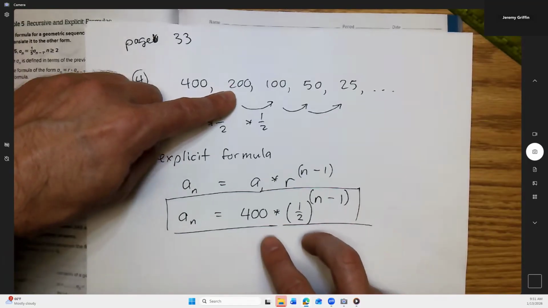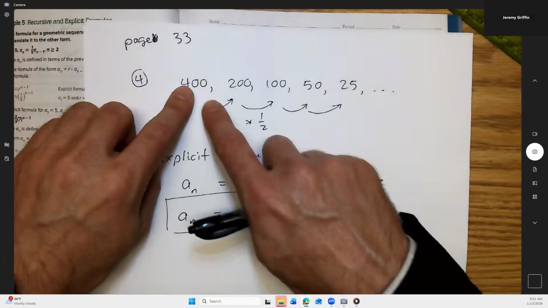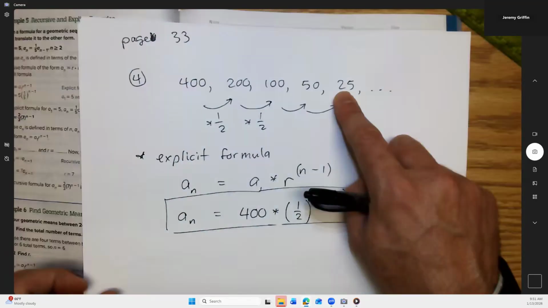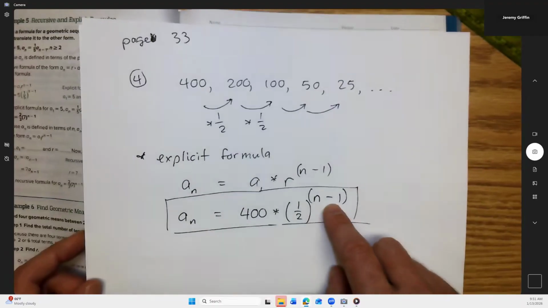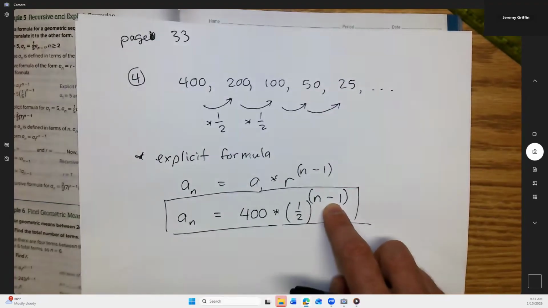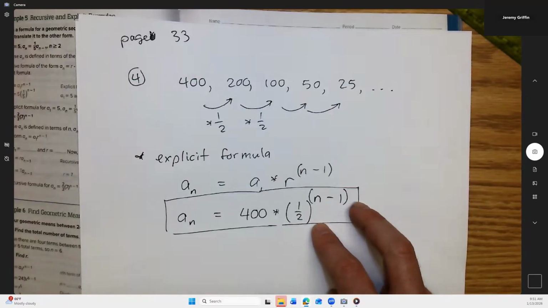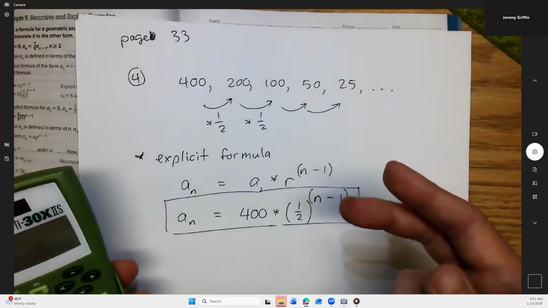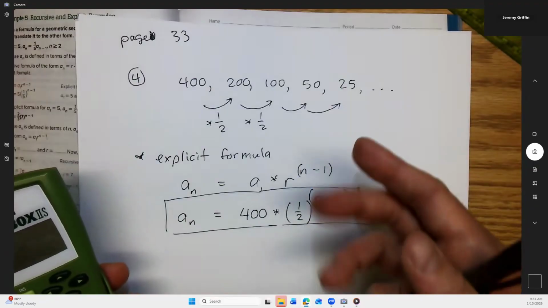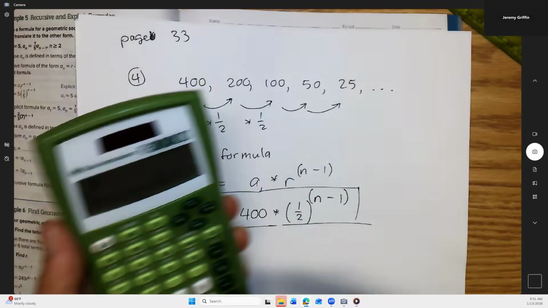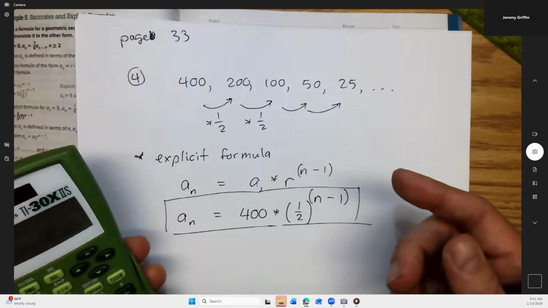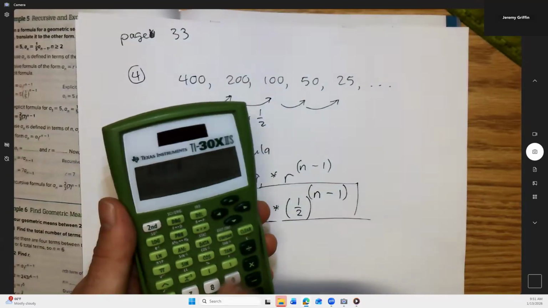Right. Let's do one more. How about the 1, 2, 3, 4, 5? Let's do the fifth term. You guys ready to do the fifth term? A little trickier. What's 5 minus 1? 4. What's 1/2 to the power of 4? 1/32? 1/2, half. 2, 4, 8, 16. I think it's 1/16, isn't it? Right. What's 400 over 16?